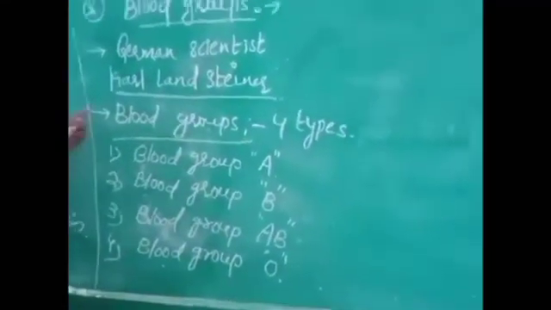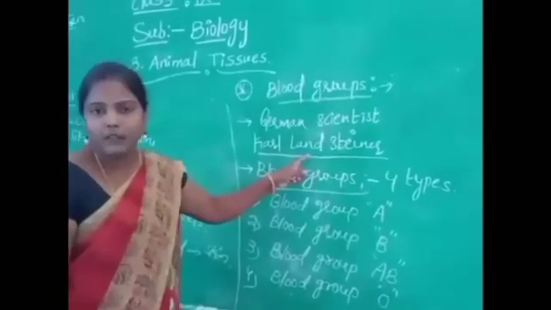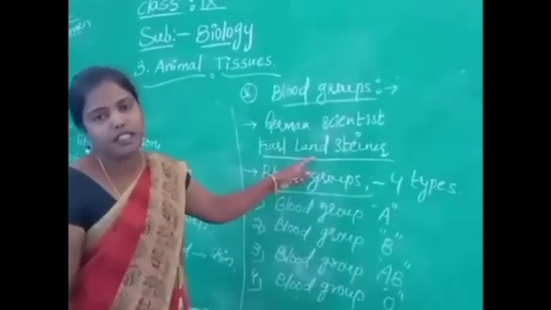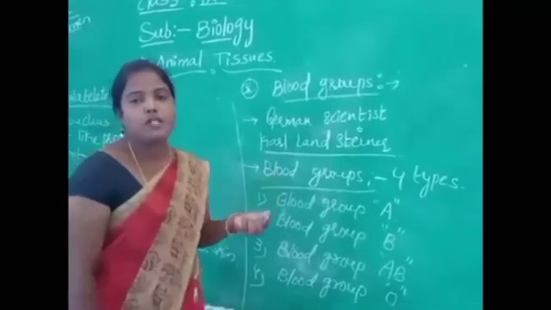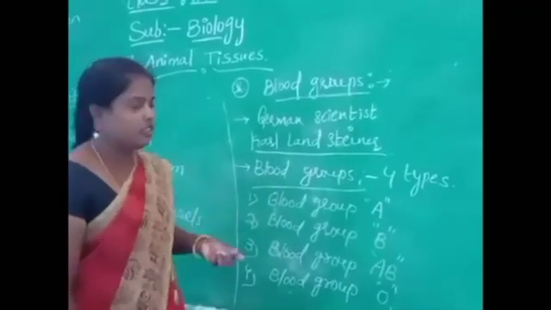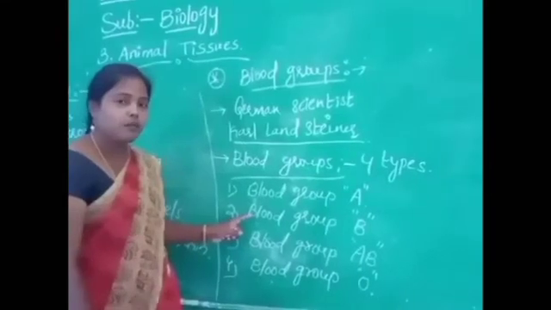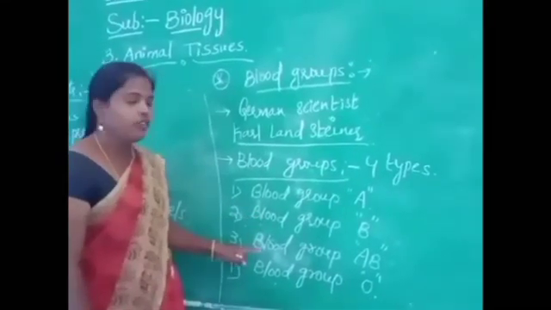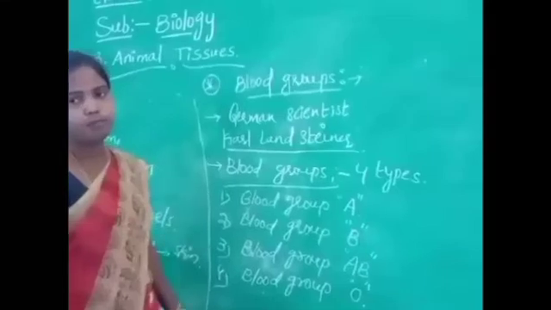A German scientist Karl Landsteiner found that different types of blood groups are present in human beings. He discovered mainly 4 types of blood groups. The first one, A blood group. Second one, B blood group. Third one, AB blood group. And the fourth one, O blood group.